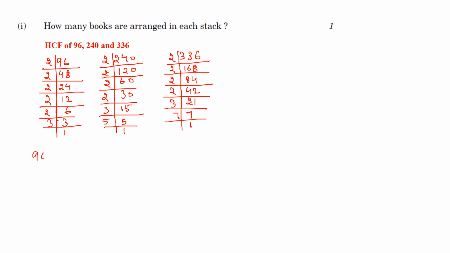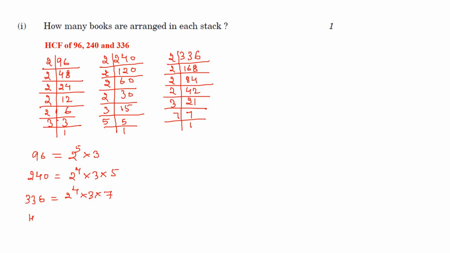So 96 I can write as 2 to the power 5 into 3, isn't it? Here you can see 2 is multiplied by itself 5 times. Then 240 you can write as 2 to the power 4 into 3 into 5. And 336 is 2 to the power 4 into 3 into 7.